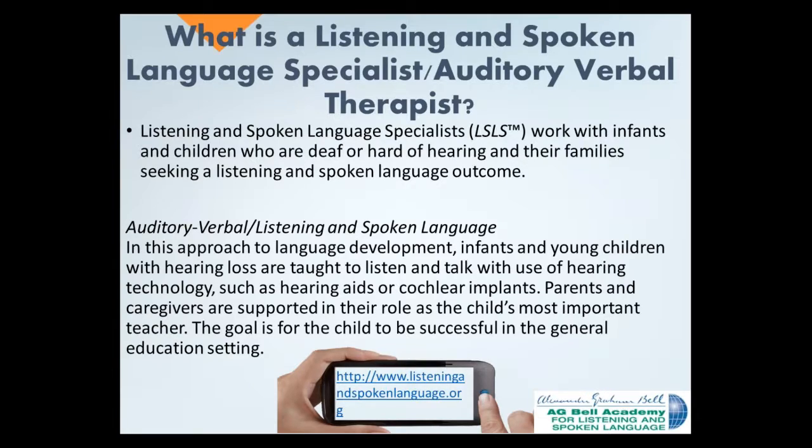Parents and caregivers are supported and empowered in their role through this approach as the child's first and most important teacher. The ultimate goal here is for the child to be successful in the general education setting. So all three speech pathologists here at U of M have this certification and work with any child with hearing loss, not just limited to children with cochlear implants.